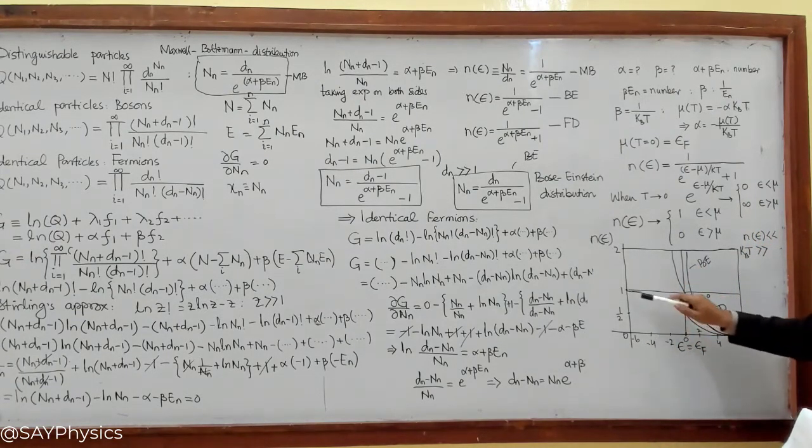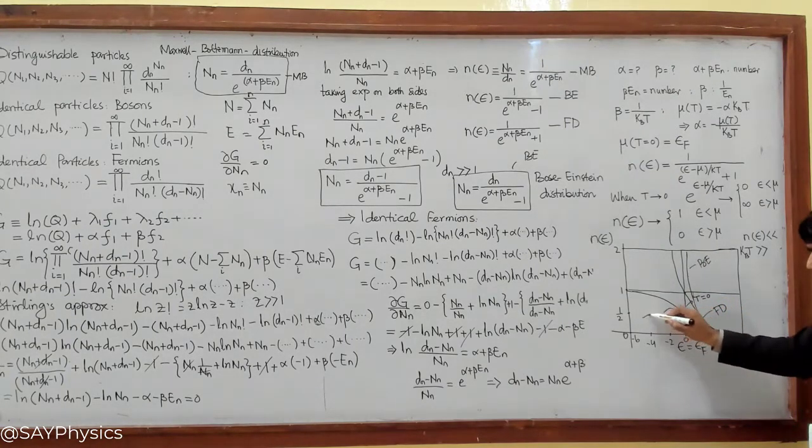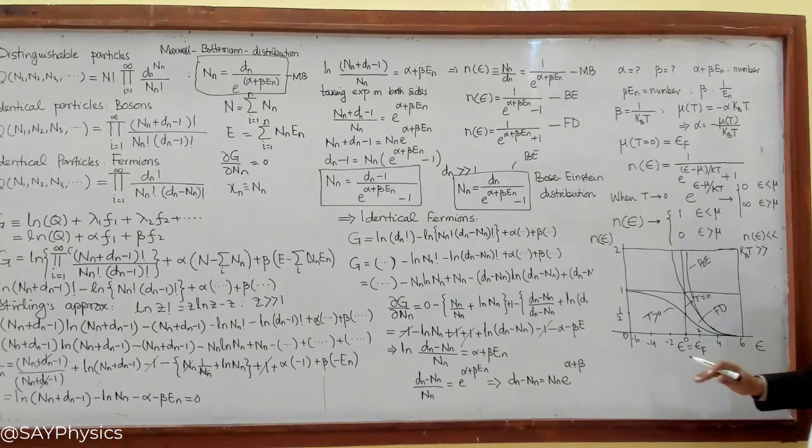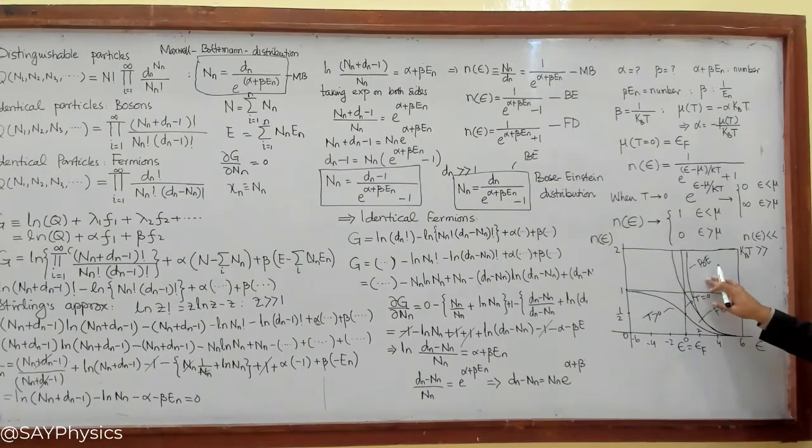So in your book, only this one has been discussed like this, and here it falls quickly. At any other temperature, like this one is at T equal to 0 and this one is at T greater than 0. But if you want to see the other distributions as well, then their distributions will be like this.